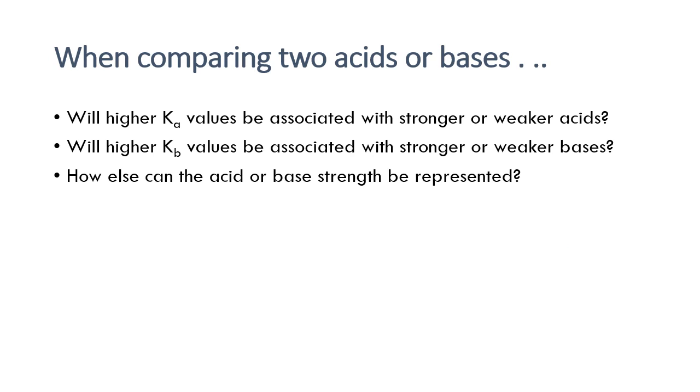When we're comparing two acids or bases, there are a number of questions that we need to ask. Will higher Ka values be associated with stronger or weaker acids? Will higher Kb values be associated with stronger or weaker bases? Now, our dissociation constant describes a tendency to produce product, right? So higher Ka values mean a tendency to produce more dissociation products. So higher Ka values are associated with stronger acids. For your Kb, higher Kb values will be associated with stronger bases. How else can the acid or base strength be represented?